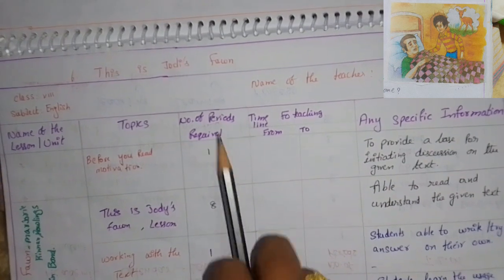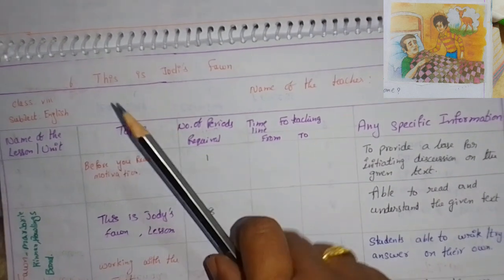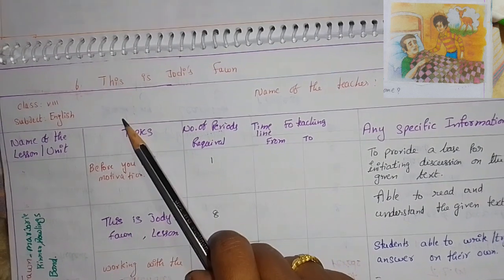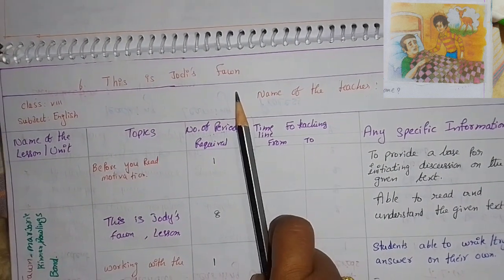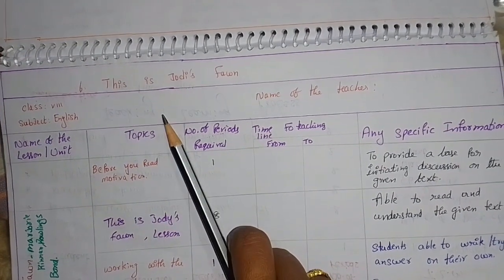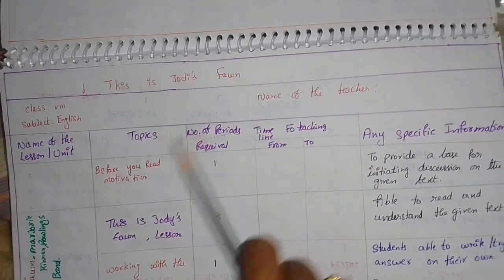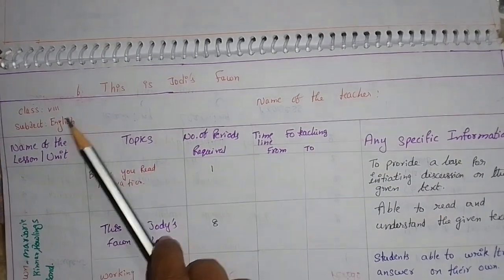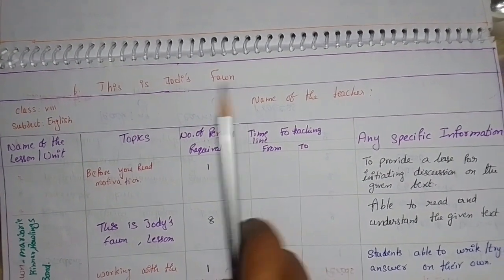Guys, today we are going to discuss the 8th class Honey Dew textbook, 6th lesson. This is Jody's Fawn. Okay, we have the 6th lesson in the Honey Dew textbook, 8th class. So let's observe this lesson plan. First, we write the lesson here.